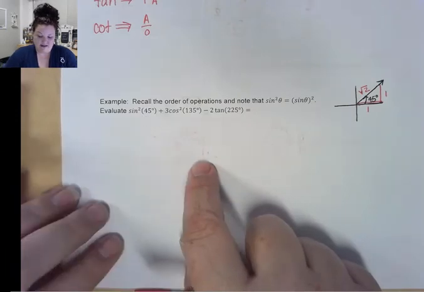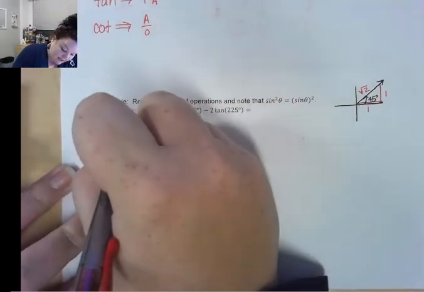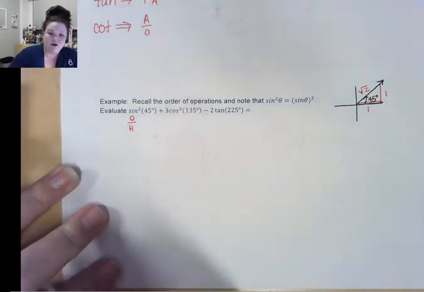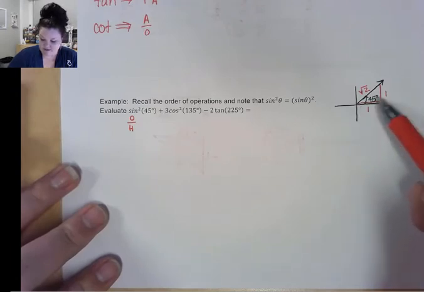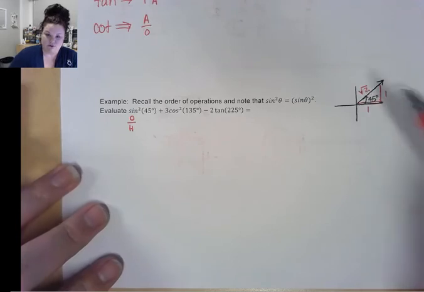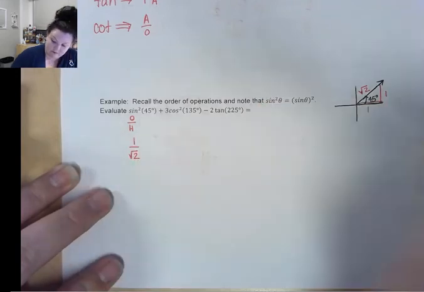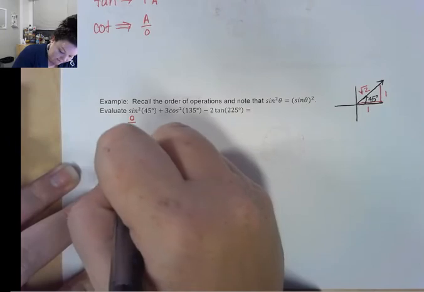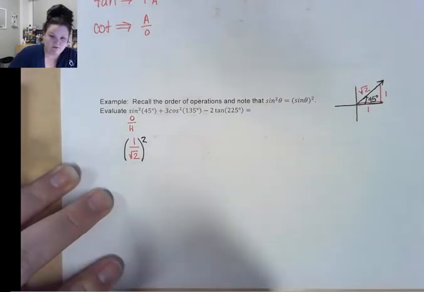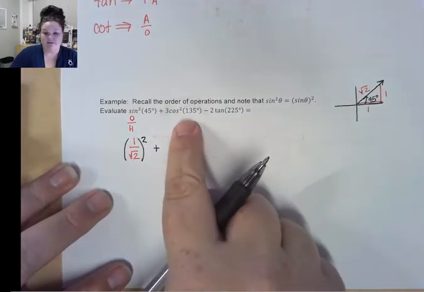Figured it out. Now I want to figure out what sine squared is. So remember, sine is opposite over hypotenuse. So opposite my 45 is 1 over my hypotenuse, which is square root of 2. So I get 1 over square root of 2. And then notice this is sine squared. So now that I know what the sine value is, I'm going to square it. Okay? Plus, now I need to do this next one. And I'm just going to leave this.